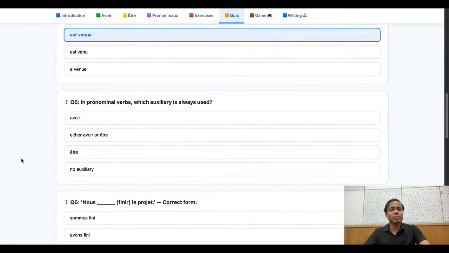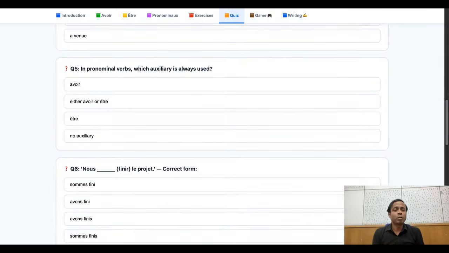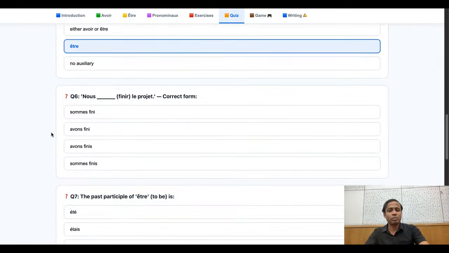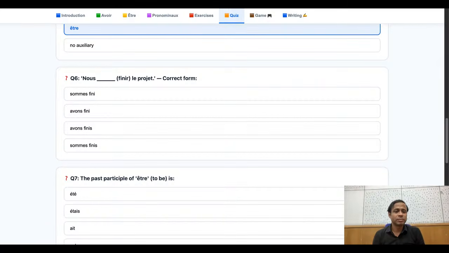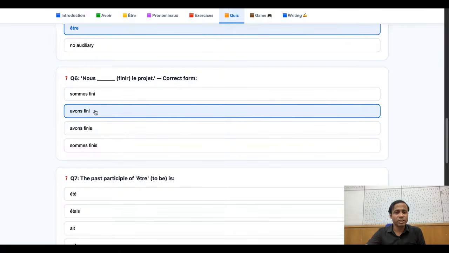Okay, now question number 5. In pronominal verbs, which auxiliary is always used? Tell me, which auxiliary is always used? Avoir or être or no auxiliary? Être, exactly. You remember that. Être. Now, number 6. Nous dash finir le projet. Correct form: avons fini. Correct. Avons fini.